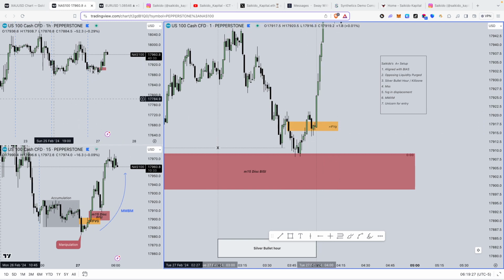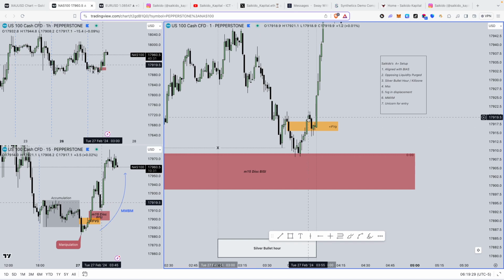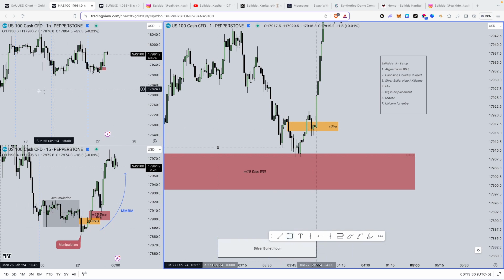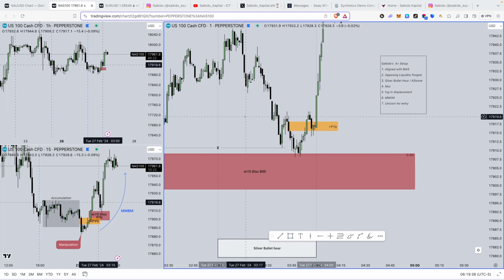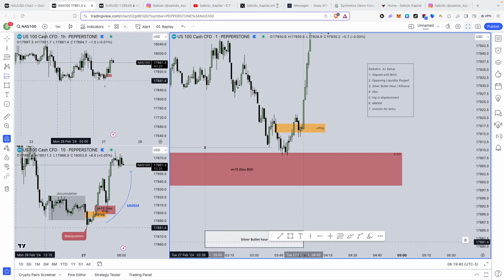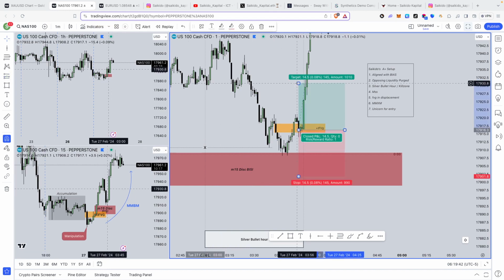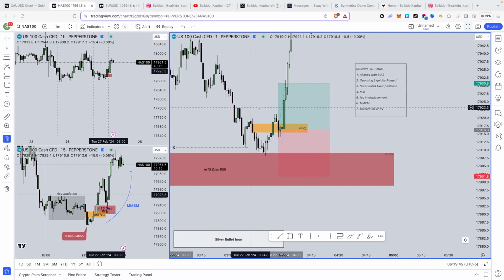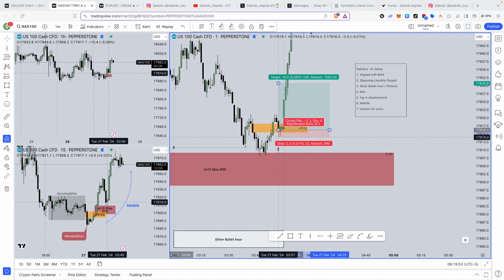This is exactly here. As soon as we closed above the inversion fair value gap, I saw this fair value gap here as my entry. Hit it. The first time I hit it, it took me out here because my stop loss was below the swing low. My stop loss is normally, if there's a fair value gap like this, below this swing low.